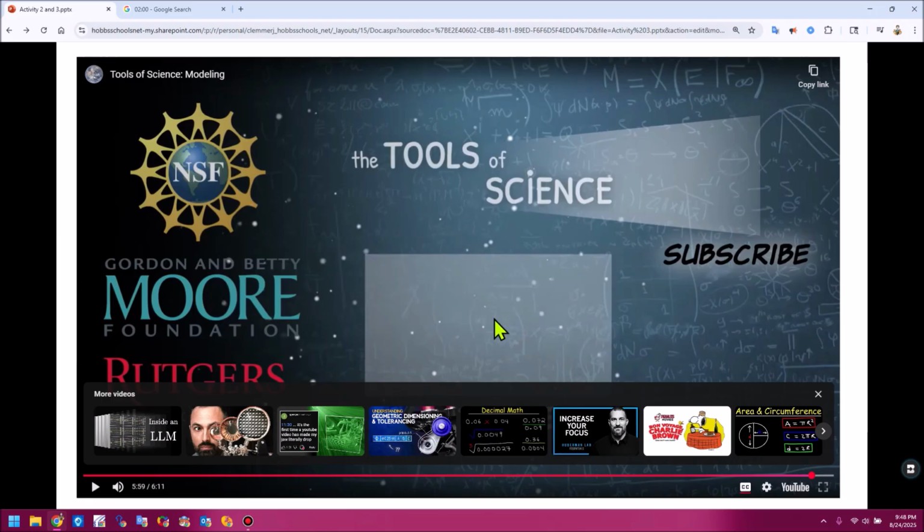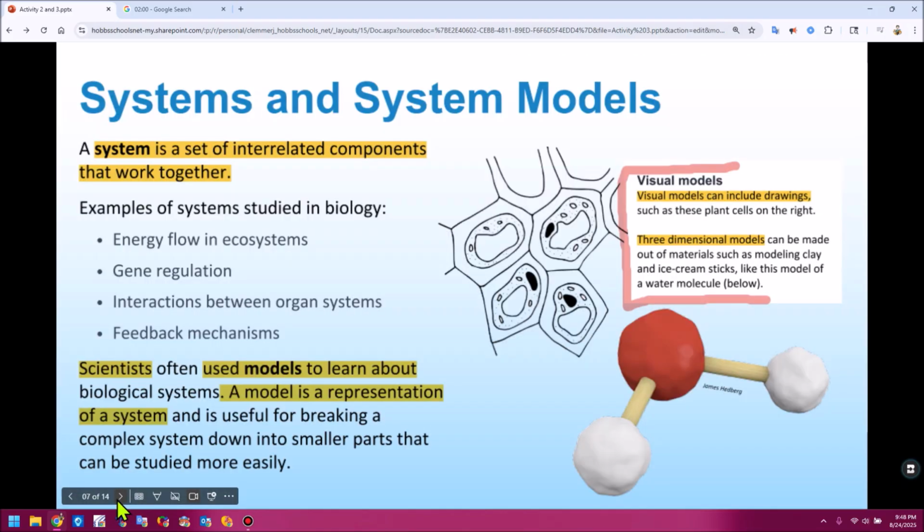Okay, so now that we got that video finished, let's move on into our slides. Systems and systems models. A system, which I have put up on the backboard as some simple vocabulary to help you out, is basically a group of parts that work together to do a job. A system model is a simple diagram or explanation that shows how the parts of a system work together. So a system is a set of interrelated components that work together.